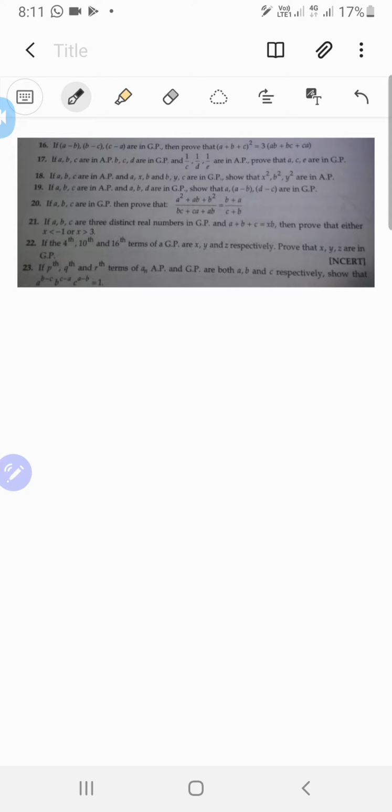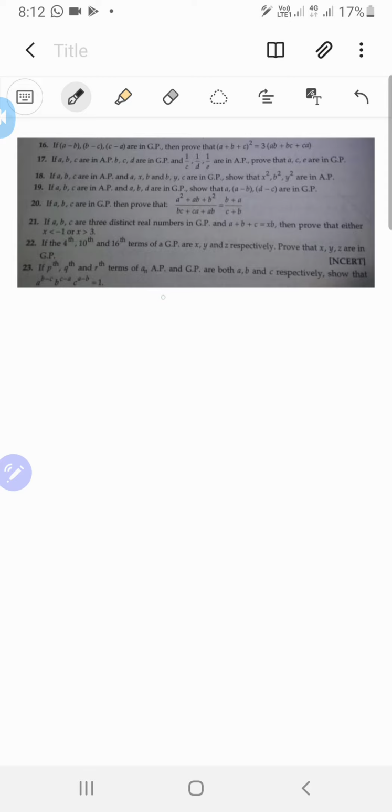Okay, that's weird. So the p term is a in both the AP and the GP, the q term is b in both the AP and the GP, and the r term is c in both the AP and the GP. Show that a to the b minus c, b to the c minus a, and c to the a minus b is equal to 1. Here we are assuming that p, q and r are distinct numbers.